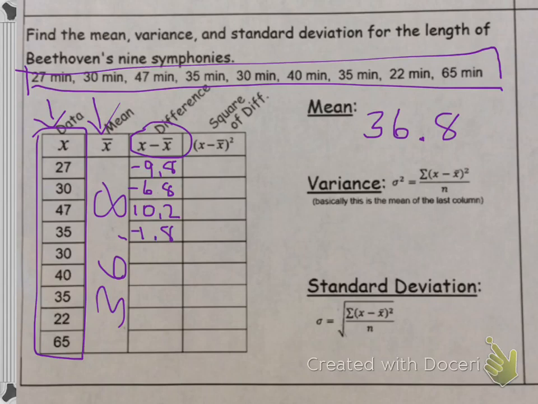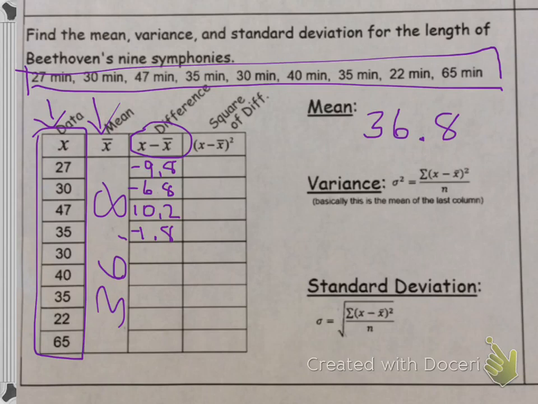Sometimes I forget to write the negatives on these because I know when I square them it's not going to matter anyways. So if I happen to do that, just know that it's okay, because when you square them, it's going to be the positive number anyways. But I'll try not to do that while I'm working this for you.